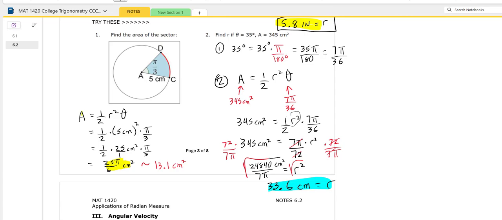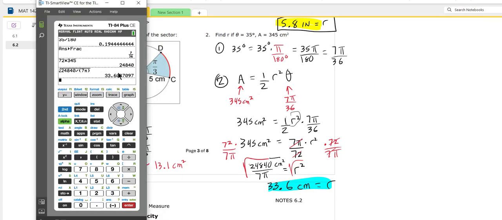I multiplied straight out on my calculator. It's important that you see how I did this on the calculator too. So 72 times 345 was 24,840 divided by 7 pi. Then I have to do the square root of both sides. Now remember, technically, when you solve the equation, you have a plus minus, but we're not going to have a negative radius in this kind of a problem. We have a positive radius, so we only use the positive.